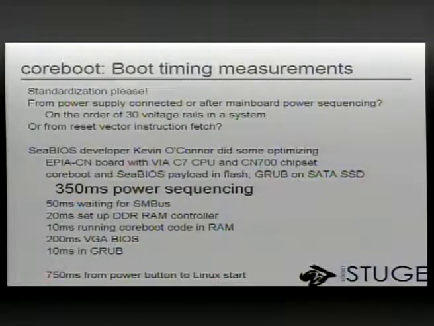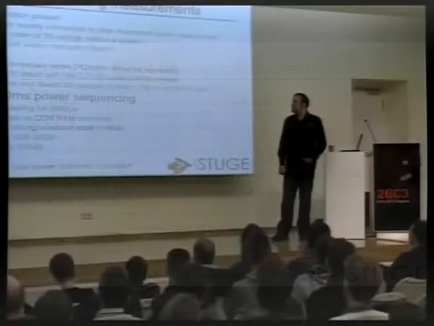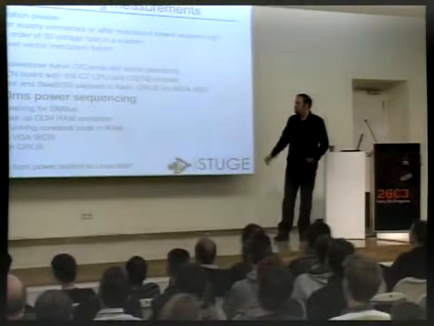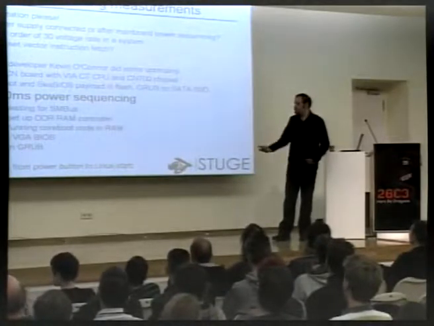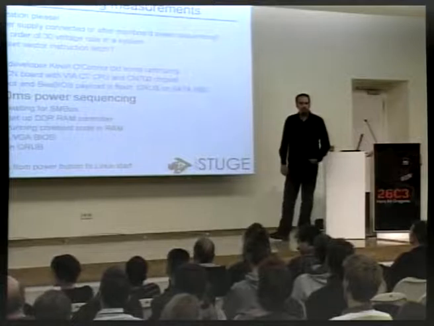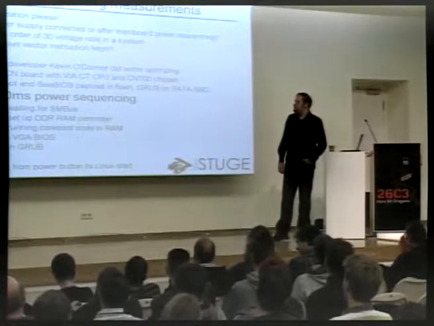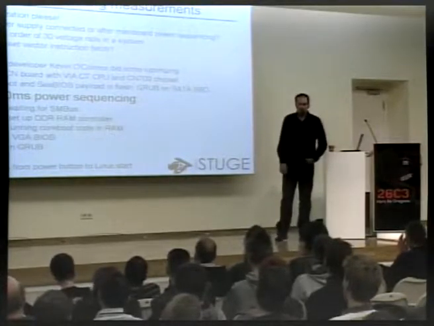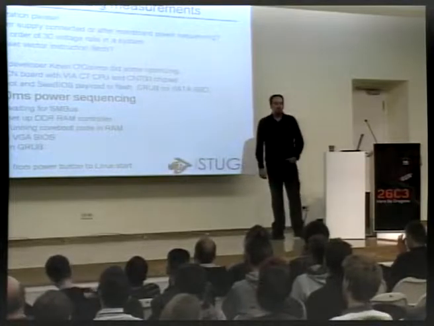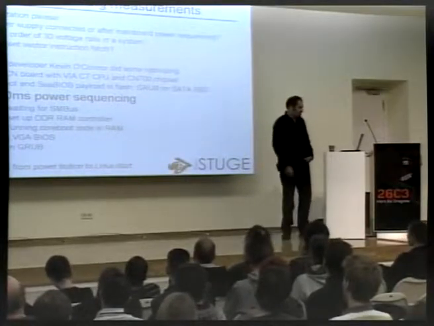And another 10 milliseconds in GRUB, and in total that made 750 milliseconds from him pressing the power button until the Linux kernel was running, and I think that's really good. And it's also because of this power sequencing or whatever is going on that is not CPU execution, because that is such a big part of this number, it's getting difficult to do much better, and that's exciting, of course.